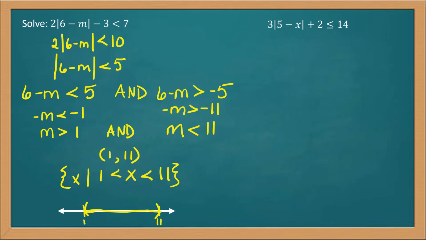Okay, for this next problem, you have to isolate the absolute value. So first of all, you're going to subtract 2 on both sides.